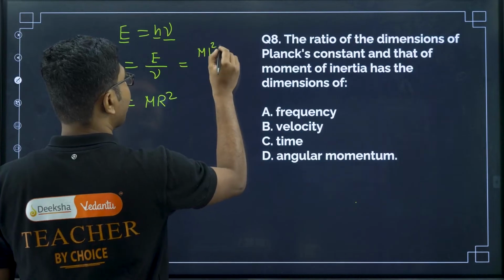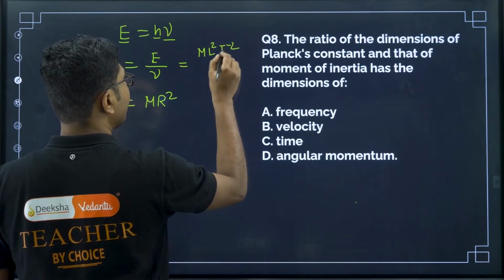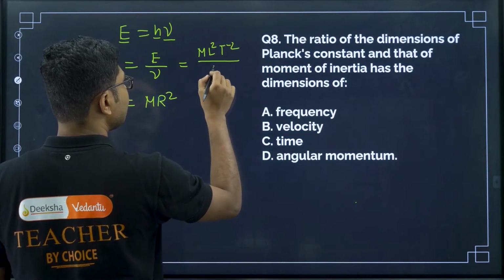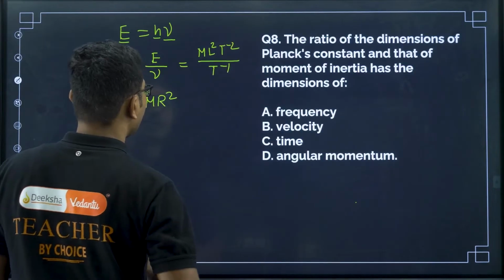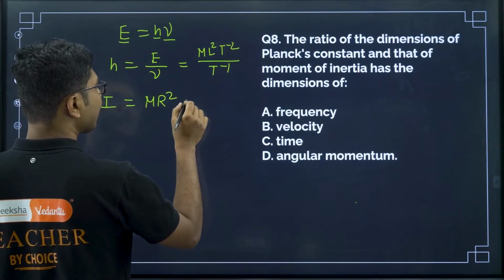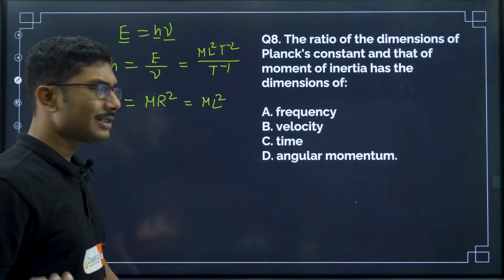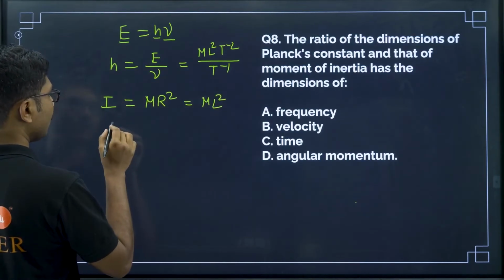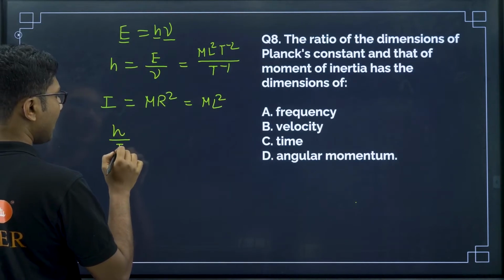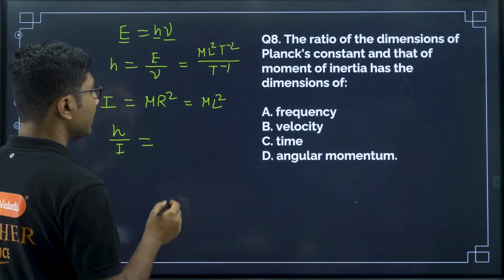So Planck's constant has dimension M L square T to the power minus 2, and frequency is T to the power minus 1. Okay. Now what is M R square? The dimension of M R square is M L square, where R is nothing but length. So now find the ratio: Planck's constant divided by moment of inertia. What will be the ratio?